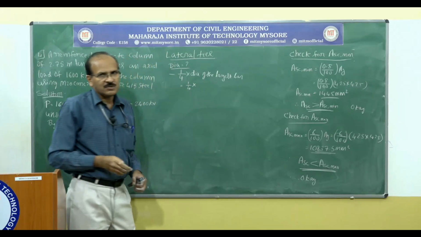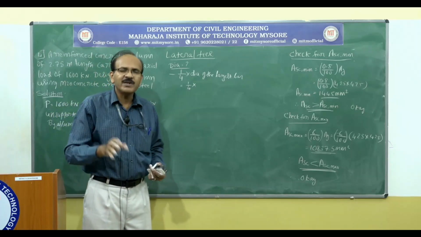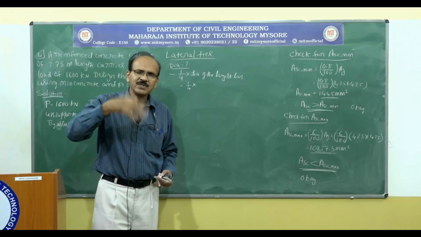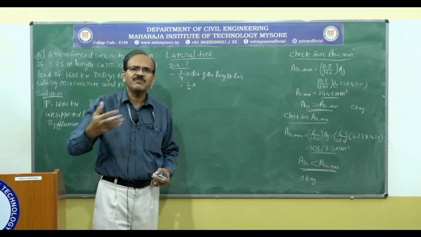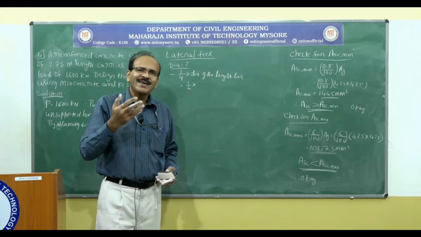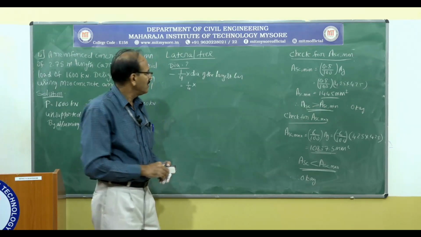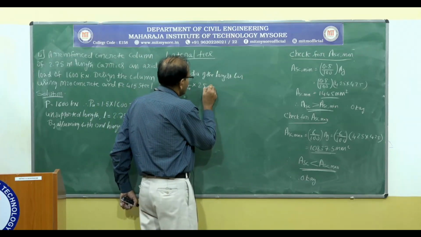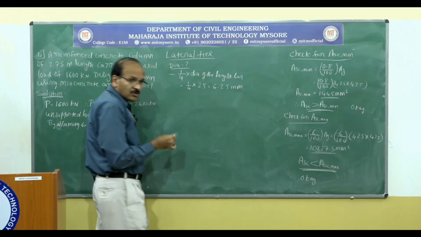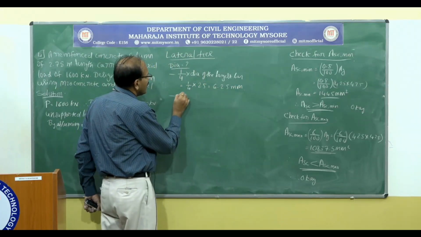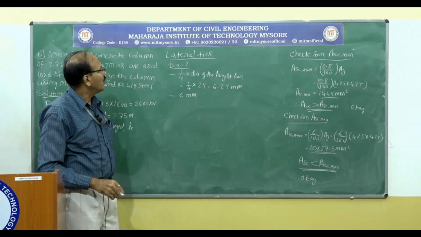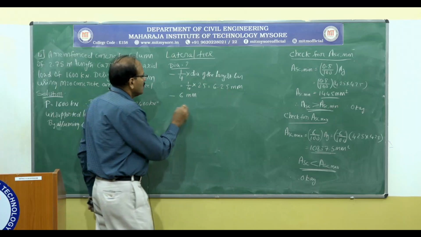What is the diameter of the largest bar? We have only 25 millimeter diameter bars, all. So 25 millimeter diameter itself is the smallest bar, and 25 millimeter diameter is the largest bar. So 25/4 is equal to 6.25 millimeter. And also the code says the dia of the bar should not be less than 6 mm.